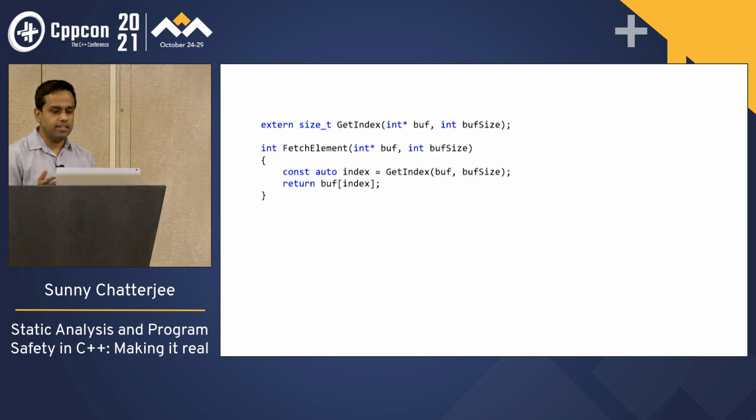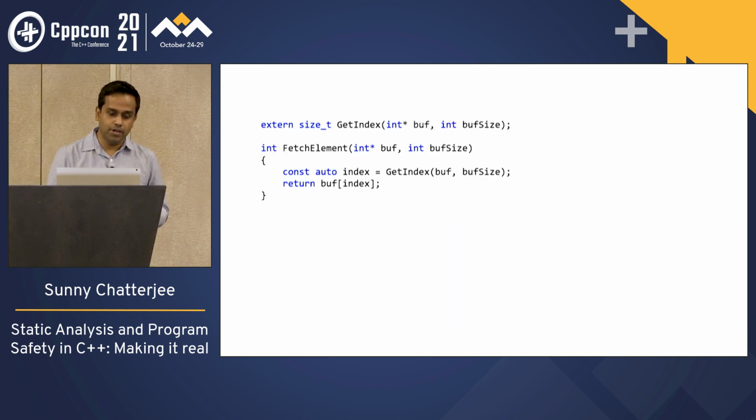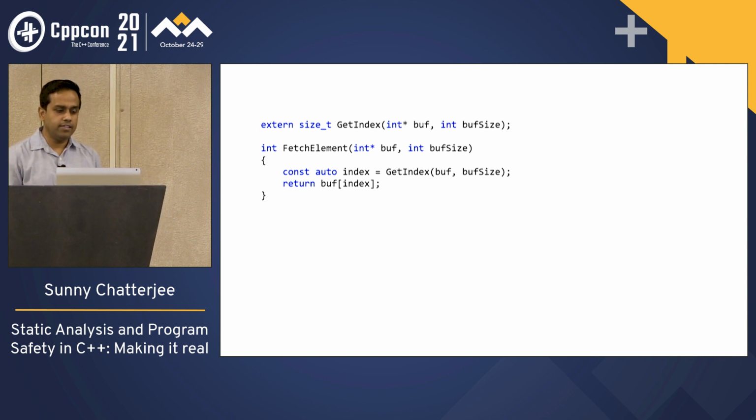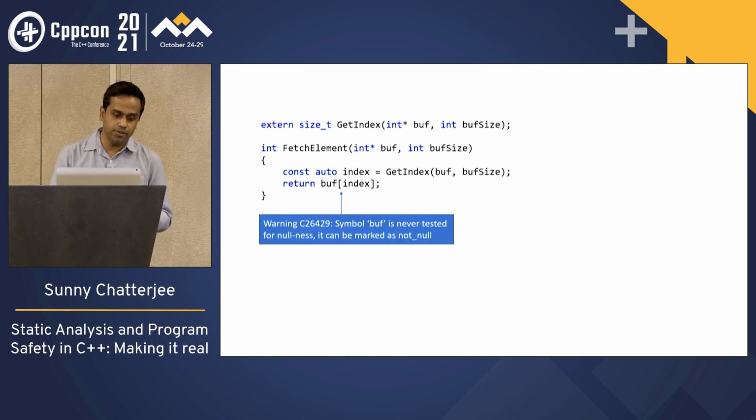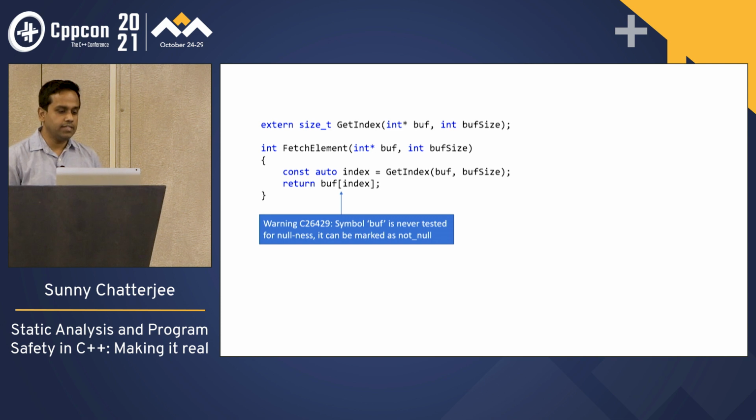So the next example is again a simplified version of real-world code, and there are many things wrong with this, but I just want to emphasize that lint-style checks can be syntactic. They look at the compiler trees and try to infer things, or they can also do simple flow analysis. Like in this particular example, we have a warning that says symbol buff is never tested for nullness, and it should be marked as not null.